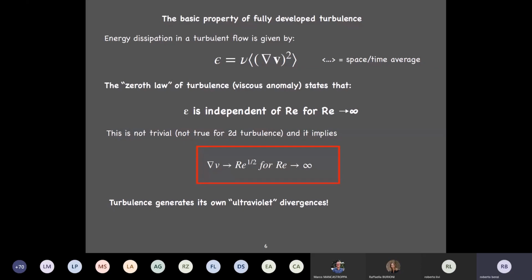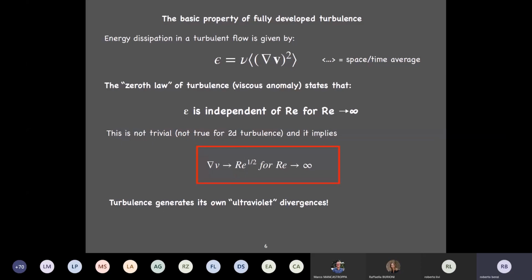Namely, what has been found experimentally and numerically and in many other circumstances, as I will discuss later on, is that the energy dissipation in a given situation, of course, by fixing the geometry or whatever the forcing mechanism is, is independent of the Reynolds number. So when the Reynolds number increases, it goes to a constant.